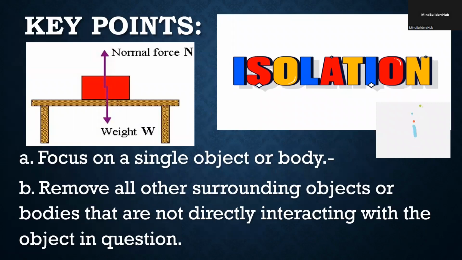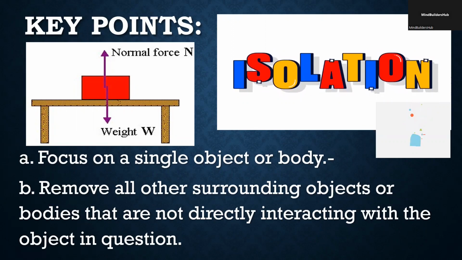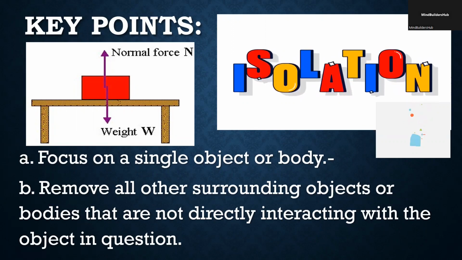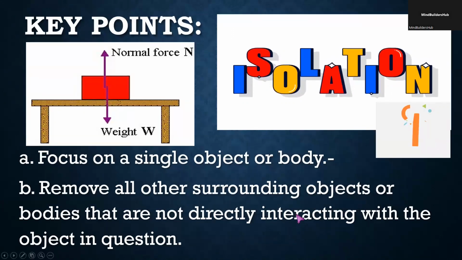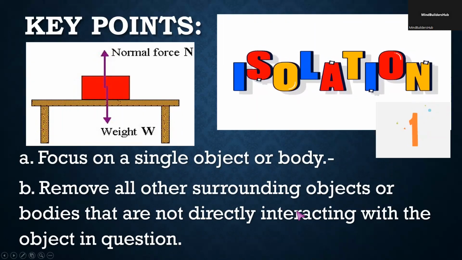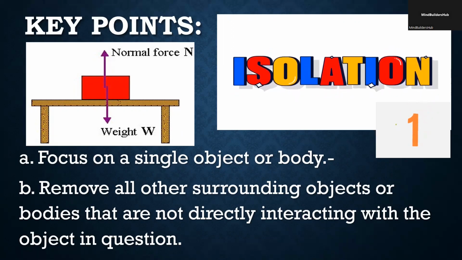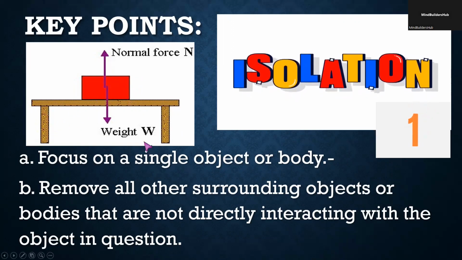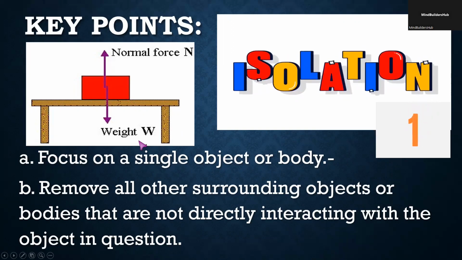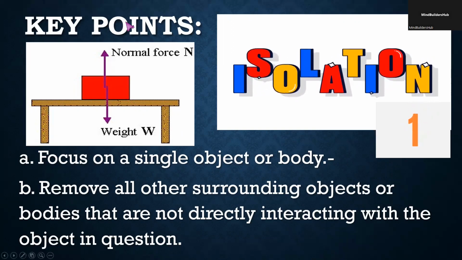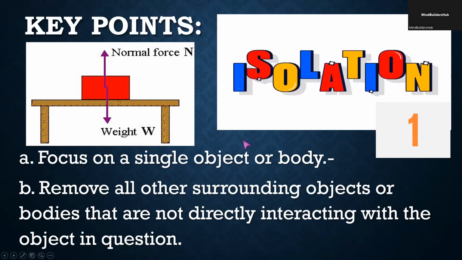So what are the key points that we need to understand? Number one is called isolation. In isolation, you have to focus on a single object or body. After that, you have to remove all other surrounding objects or bodies that are not directly interacting with the object in question. Like I have here an object on top of another object, and what I want you to see is that there is a normal force acting on it and the weight of the object.